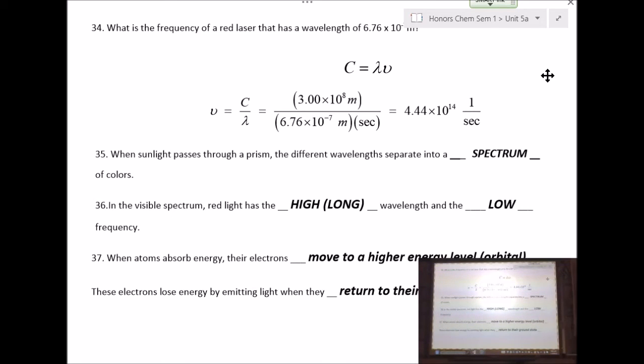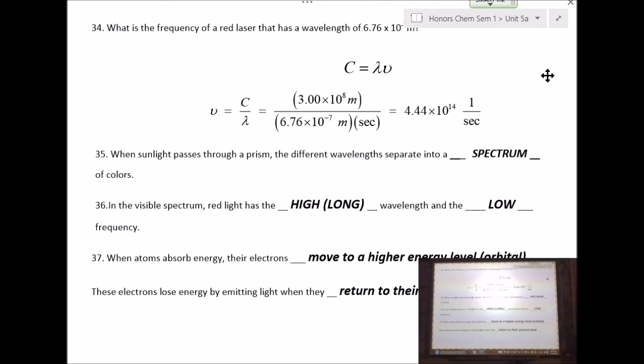All right, 35. When sunlight passes through a prism, the different wavelengths separate into a spectrum of colors. In the visible spectrum, the red light has long or high wavelengths and low frequency. So they're bigger. Remember Roy G. Biv. Red is the lower energy side, and violet is the higher energy side.